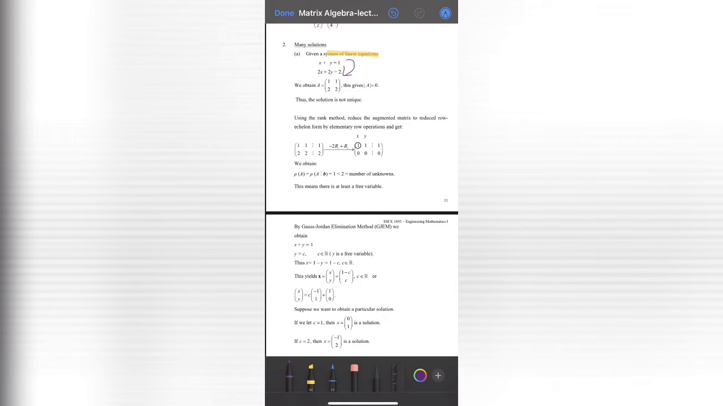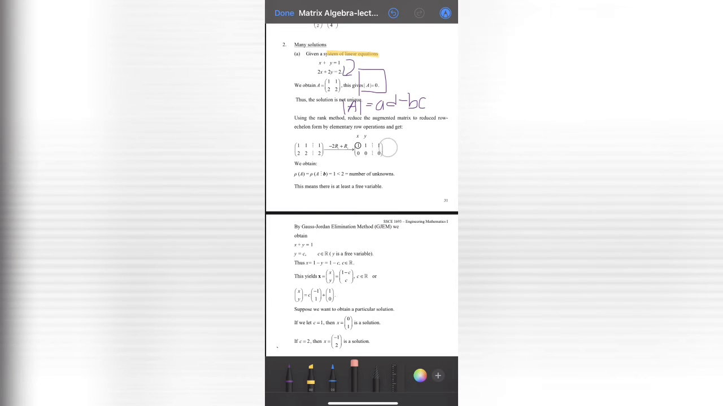This will give our determinant of the matrix as 0. How do we get the determinant? We just insert it into the formula AD minus BC. I will write here. A is 1, D is 2, B is 1, C is 2. So we will get 2 minus 2, we get 0.